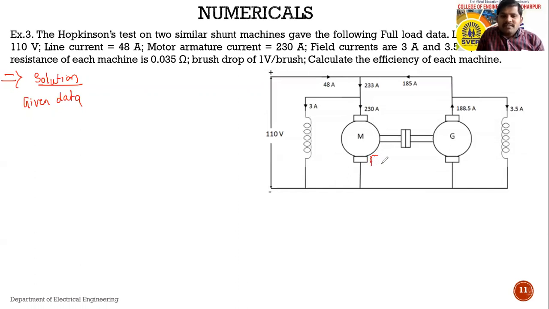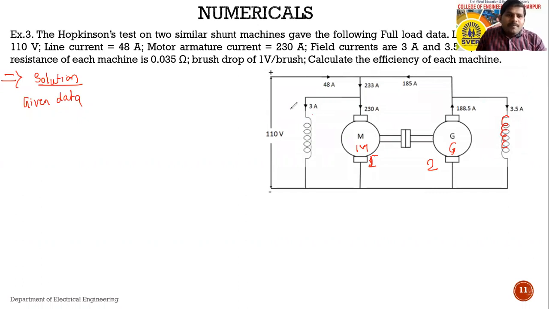Suppose this is machine 1, this one is machine 2. One machine is run as a motor, and the other machine is run as a generator. So these are shunt machines. The shunt field winding can be drawn here: the shunt field winding of the generator and the shunt field winding of the motor.